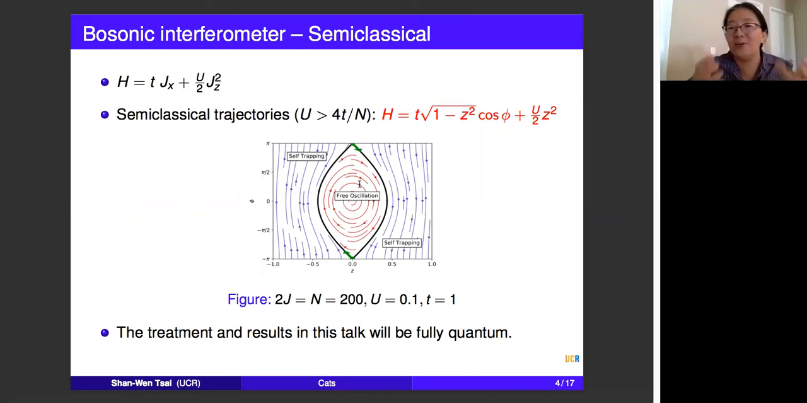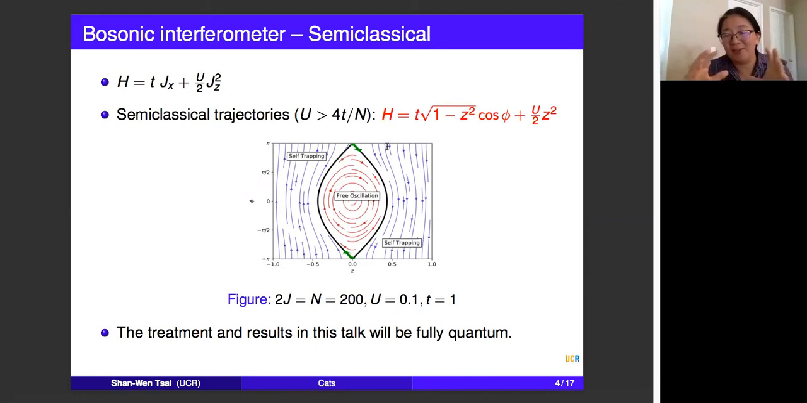In the middle here, you start with a small z, small imbalance, and as you go around, it is oscillating back and forth between that value, between zero. But there is also another regime where you start with a large imbalance, large z, in one end or the other. This is the self-trapping regime, where the dynamics after that will still oscillate a little bit, but a large portion will stay, and then there's some oscillation. That's self-trapping.